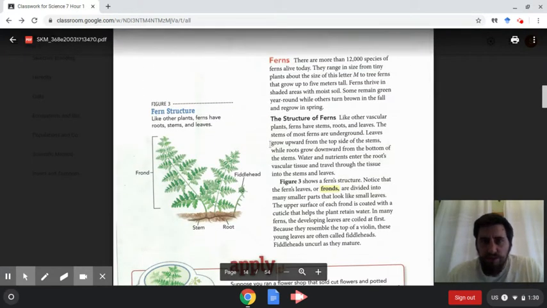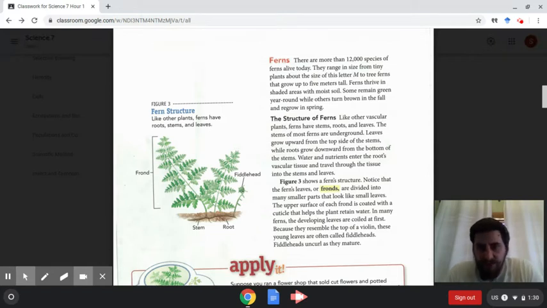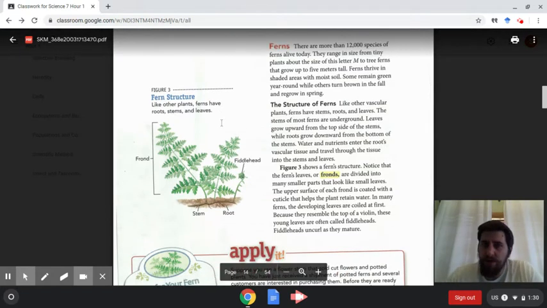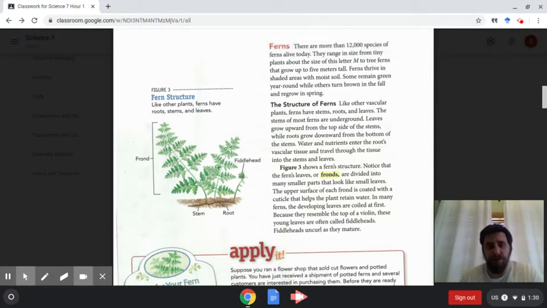Ferns. There are more than 12,000 species of ferns alive today. They range in size from tiny plants about the size of this letter M to tree ferns that grow up to 5 meters tall or 15 feet tall. Ferns thrive in shaded areas with moist soil. Some remain green year round, while others turn brown in the fall and regrow in spring. I'm sure many of you have seen ferns. There's many ferns in Minnesota.